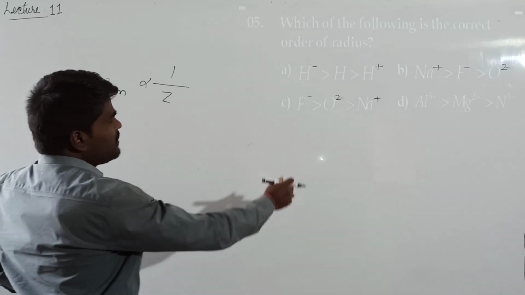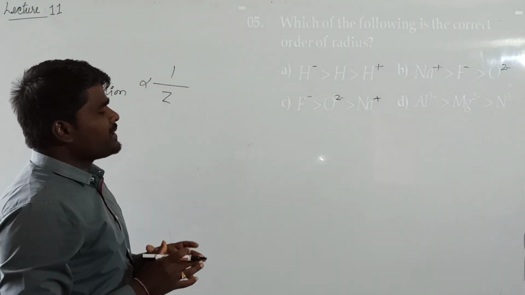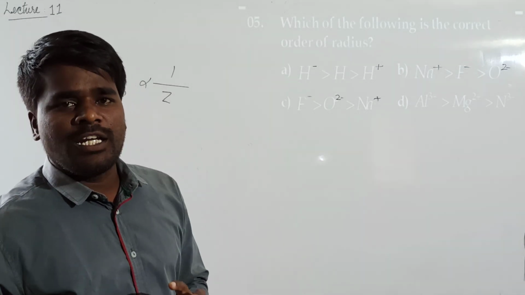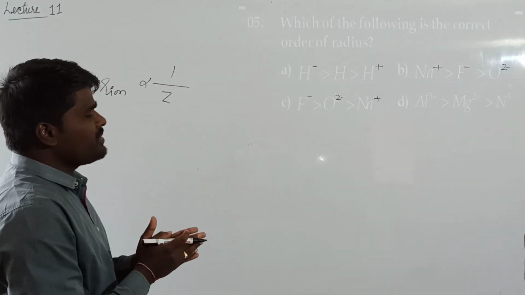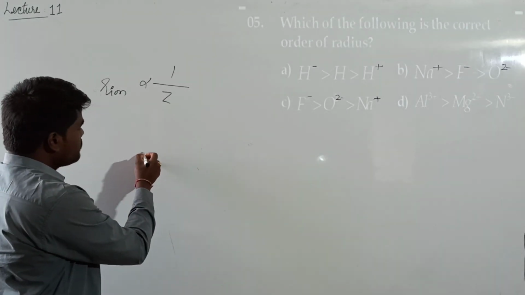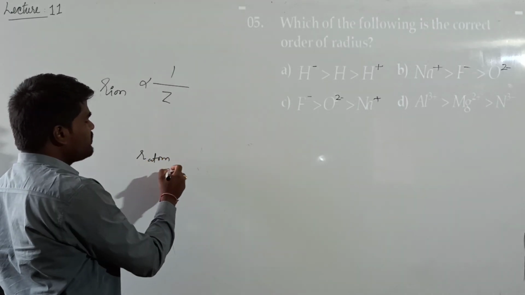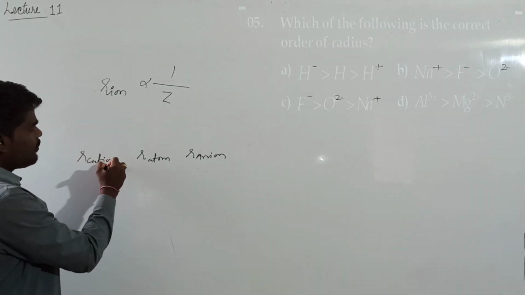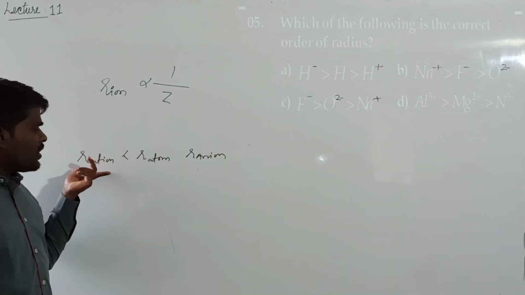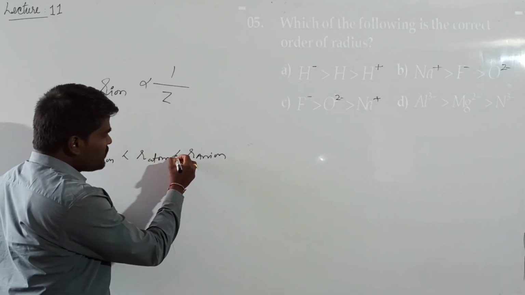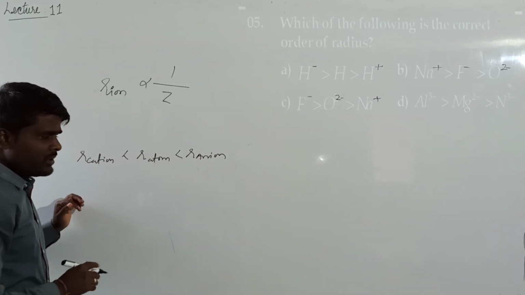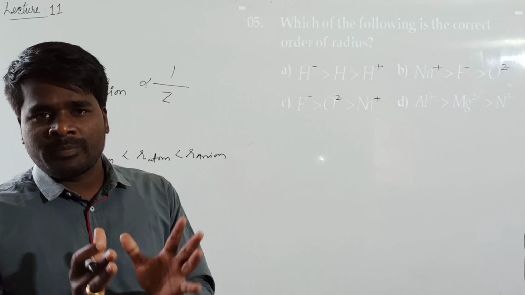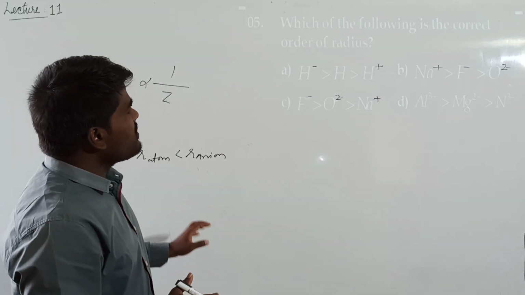If you look at the first option, here we have the comparison of the size of neutral atom, anion, and cation of a particular element, that is hydrogen. What is the relation between the radius of atom, radius of anion, and radius of cation? Generally, the radius of a cation will be smaller than the neutral atom, and the radius of the neutral atom will be smaller than the anion. This is the general relationship for the anion, cation, and neutral atom of a particular element.